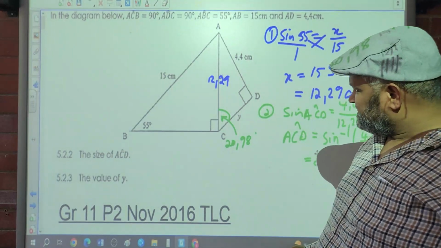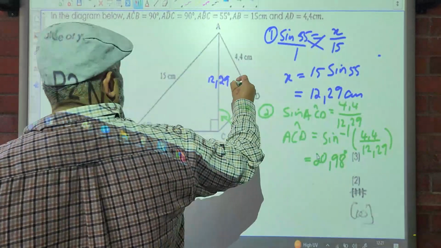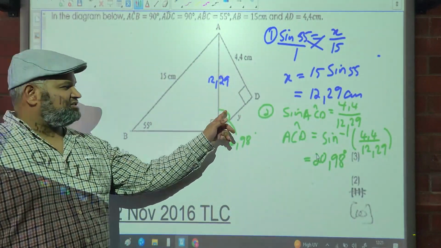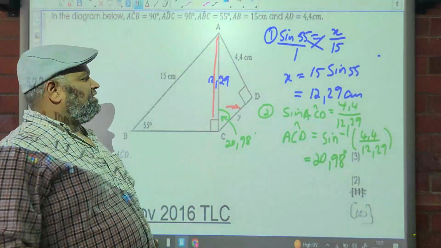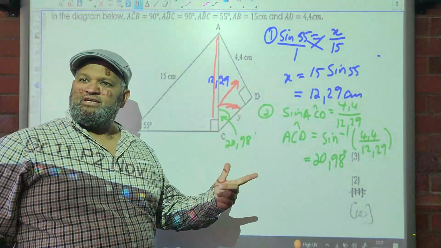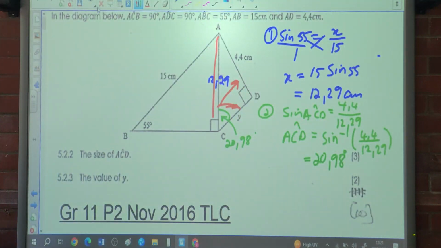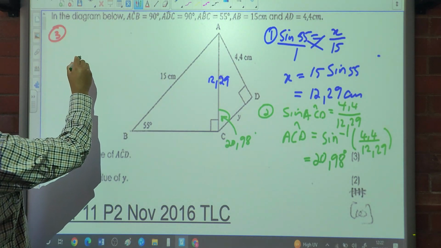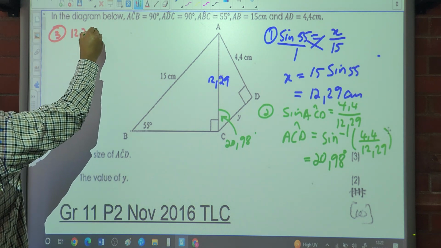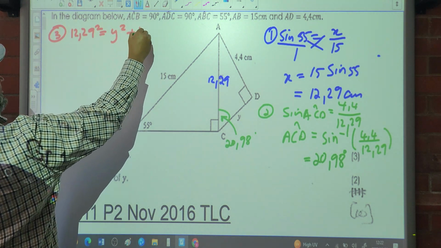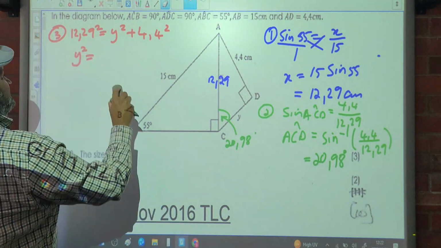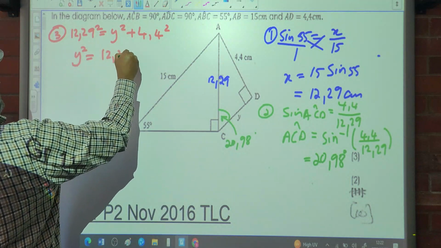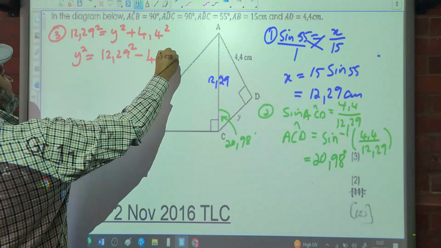Okay, last question is then to solve for y. How can you solve for y? You can either use, what's this to us? Adjacent and hypotenuse, which is cos. Or I can use opposite and adjacent, which is tan. Or Pythagoras. I'm going to use Pythagoras here. Okay. So for number 3, it is of course going to be 12.29 squared is equal to y squared plus 4.4 squared. Again, the reason is not required. So y squared is equal to 12.29 squared minus 4.4 squared.